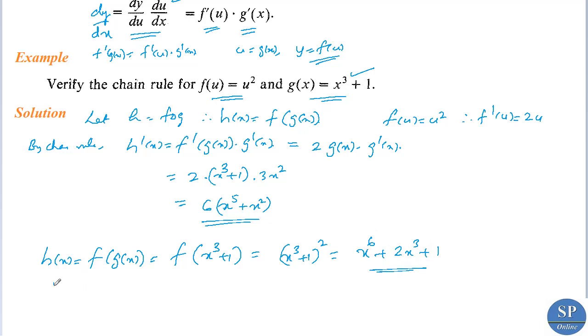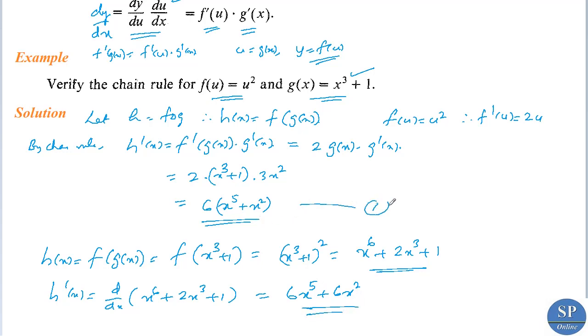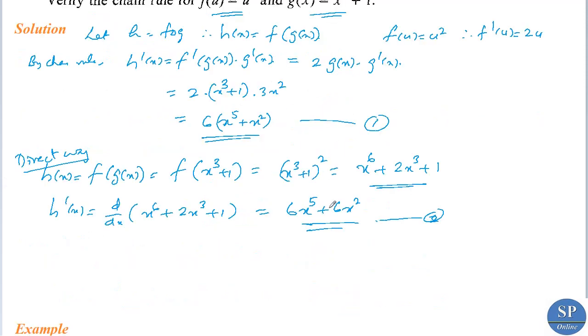Now differentiating this directly we get h dash of x is equal to d by dx of x power 6 plus 2x cube plus 1. This is equal to 6x power 5 plus 6x square. So this is equal to this. So from 1 and 2 we can verify this chain rule. This is by direct way. So we have verified the chain rule for these two functions.